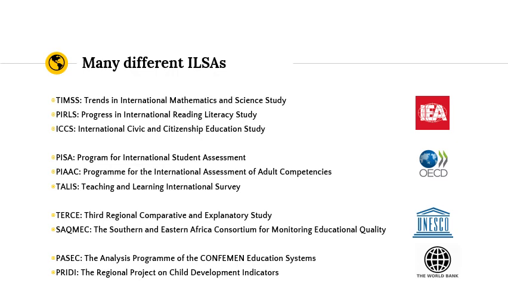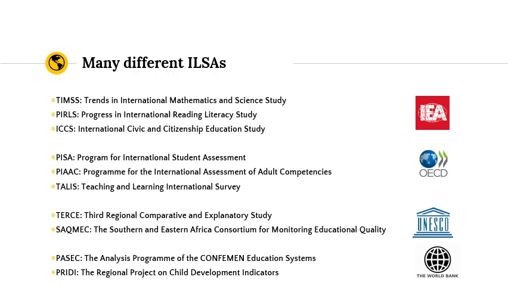And besides PISA, the OECD also has PIAAC, which is the adult version of PISA for adults. They have another study on teachers. And these are the main players, the big players. More recently, there's a trend for regional studies, in which other organizations have been sponsoring other studies.